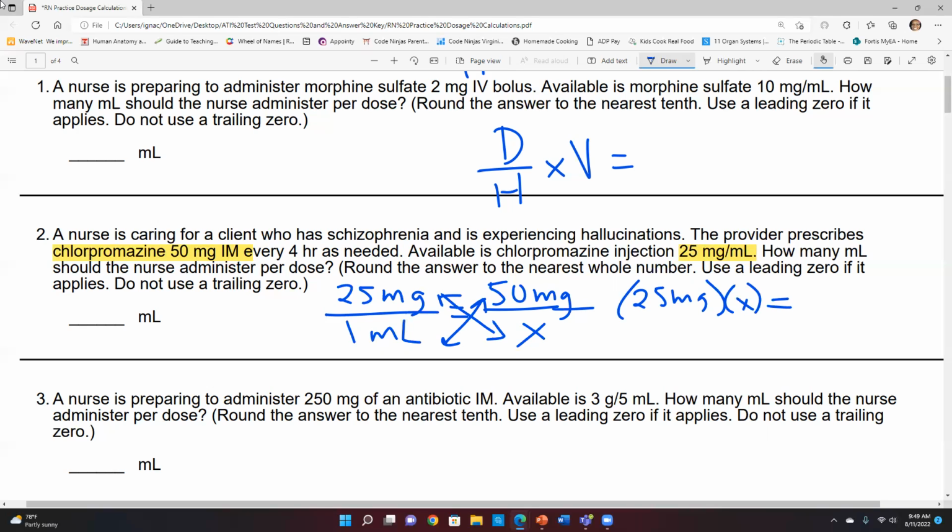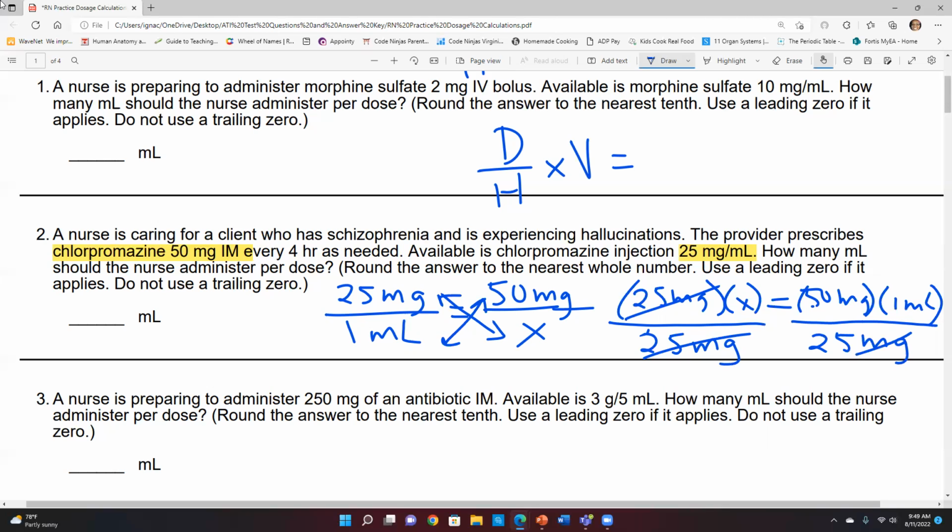is going to equal 50 milligrams times 1 ml. I need to isolate X because I'm solving for X. So I will divide both sides by 25 milligrams so I can get the X by itself. And my milligrams will cancel, and then I will have 50 multiplied by 1 divided by 25, and so X is going to equal 2 mLs, and that is my answer.